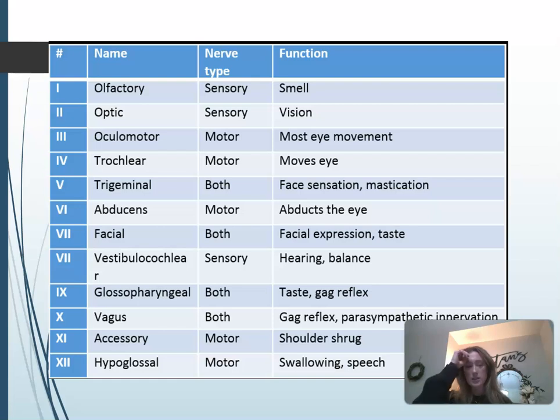Okay, again, this is just a list of them all and the nerve type and the function of each. So we'll go into more depth on these, but please review these and know these. You mainly need to know your olfactory, optic, your 3, 4, and 6. Make sure eyes do tricks, as Miss Ferguson says. And then you need to know your trigeminal, your facial, and then your accessory as well.